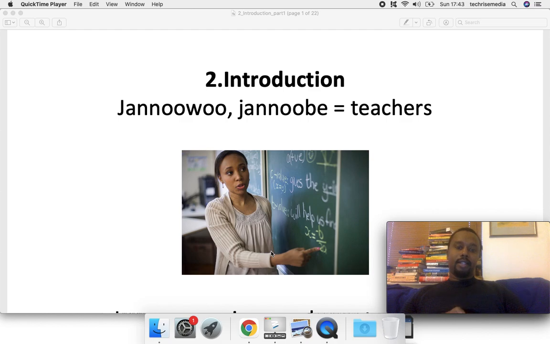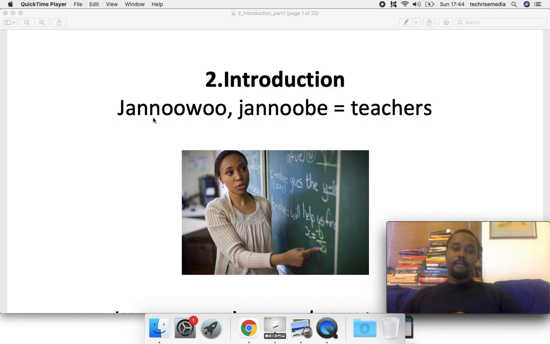So let's start. The first one is Janowo and Janobe. So we have wo and be. Wo means singular, be means plural. So Janowo is like you are a teacher. Janobe means you are teachers, right? So Janowo and Janobe mean teacher and teachers. One is plural and the other one is singular.